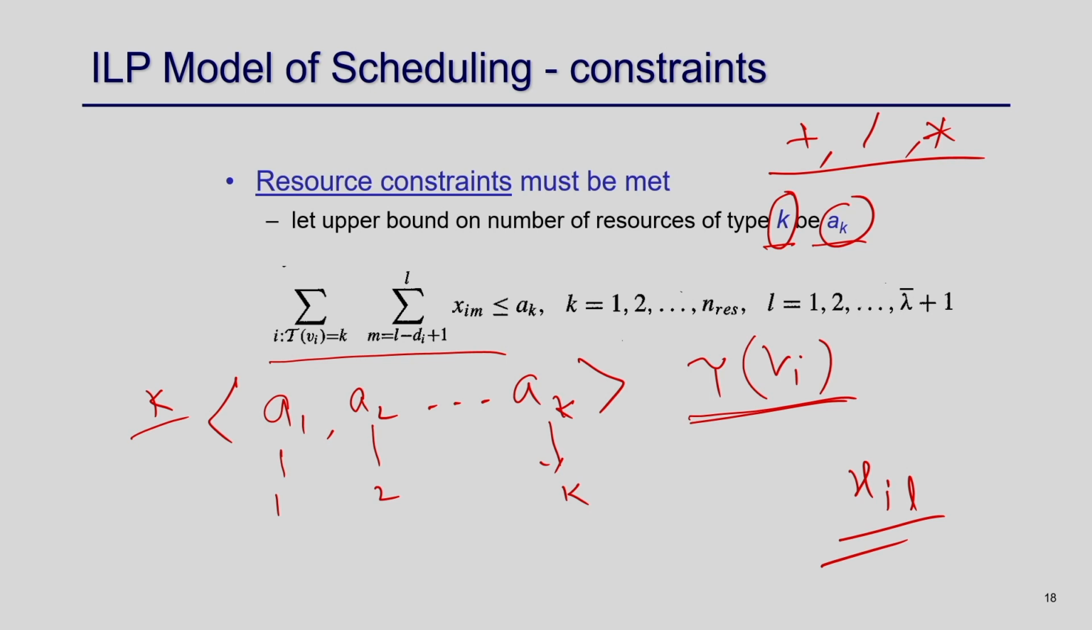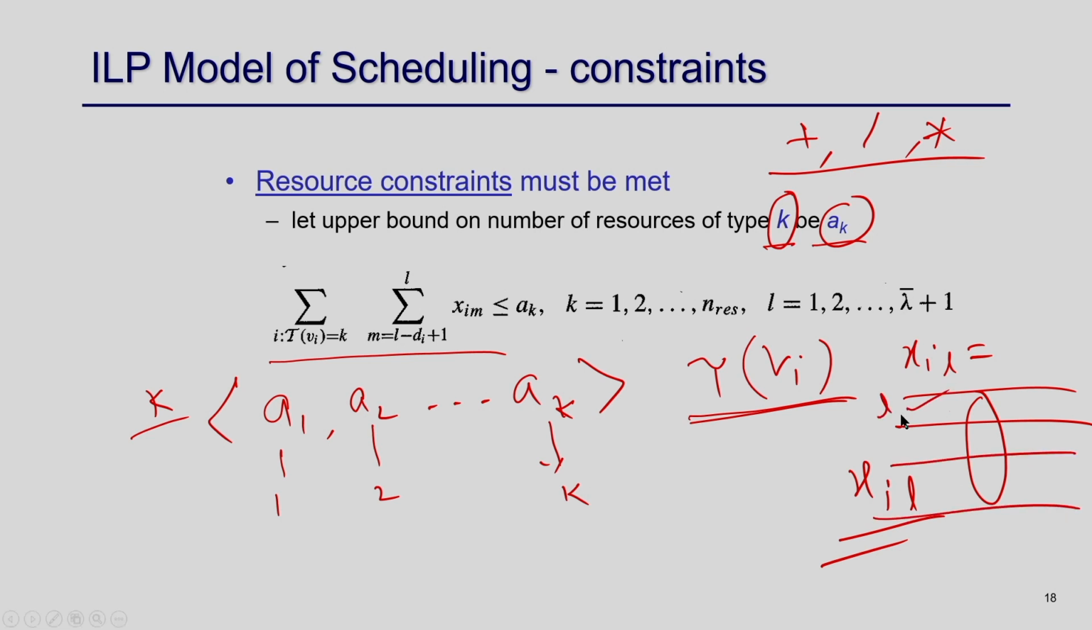So, for example, if my xil is 1, that means it starts at timestamp L, and say it is a 3 cycle operation. That means it is running in timestamp L, it is running in timestamp L plus 1, and it is running in timestamp L plus 2. So, the operation starts its execution at timestamp L and is running in all 3 cycles, and every cycle it needs, say, a multiplier.